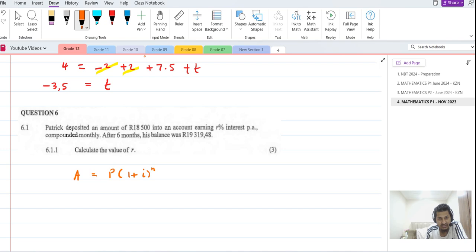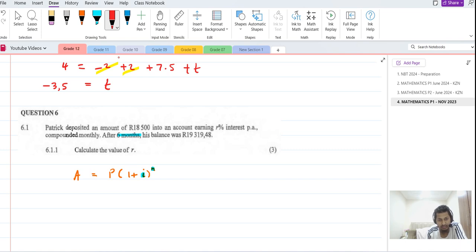After 6 months his balance was, so after 6 months, remember the interest rate and the n must correlate. So if this is in years, that must be in years. If this is in months, that must be in months. So what we have here is A equals his balance was, so the accumulated value. Calculate the value of R.